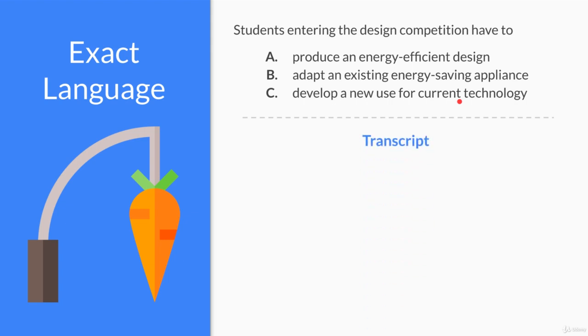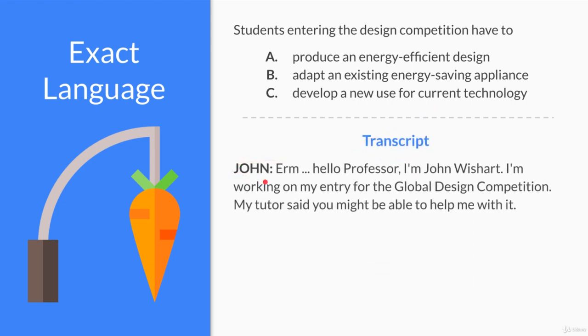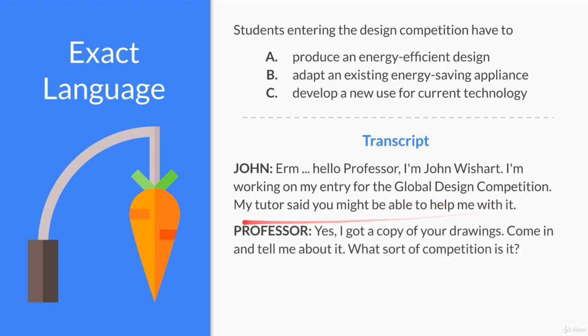So here we have the transcript. And this is a conversation between two people. So John says, hello, Professor. I'm John Wishart. I'm working on my entry for the global design competition. My tutor said you might be able to help me with it. The professor says, yes, I got a copy of your drawings. Come in and tell me about it. What sort of competition is it?